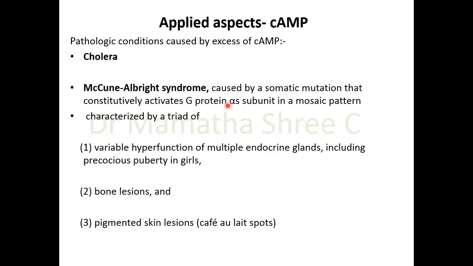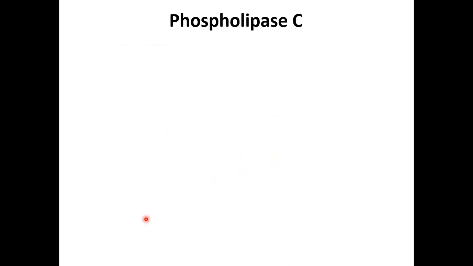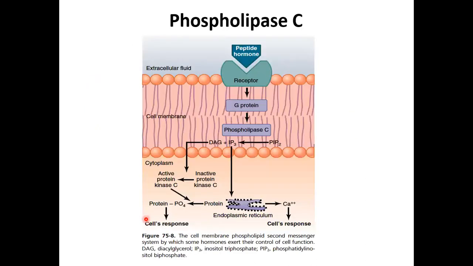Okay, so another example can be McCune-Albright syndrome, which is a somatic mutation that activates a G protein alpha S subunit in a mosaic pattern. So when it is being activated one after the other like that, there will be variable hyperfunction of multiple endocrine glands, which can result in precocious puberty in girls, can also cause bone lesions, and can cause pigmented skin lesions also.